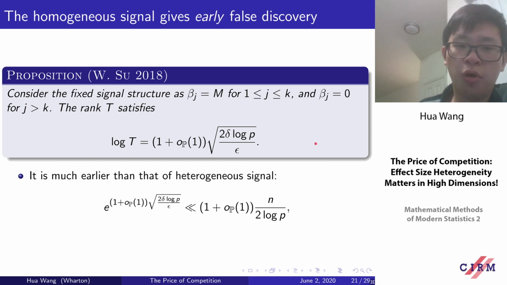Here we will invoke a proposition that is due to Su in 2018, where he considered the homogeneous case and found out that the rank actually satisfies this equality. And it is very easy to compare this result to our previous result and find that in the homogeneous case, the first false discovery occurs much earlier than in the heterogeneous case.